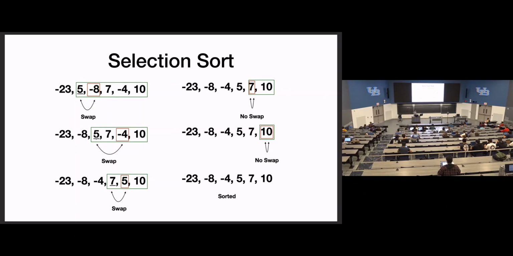Negative 8's locked in. 5 and 7, we're going to ask our comparator which one comes first of these two. Comparator says 5. 5 and negative 4, which one comes first? Comparator says negative 4. Negative 4 and 10, which one comes first? Negative 4, swap. So these ones are locked in. I hope you get the idea by now. I don't want to go through the whole thing.